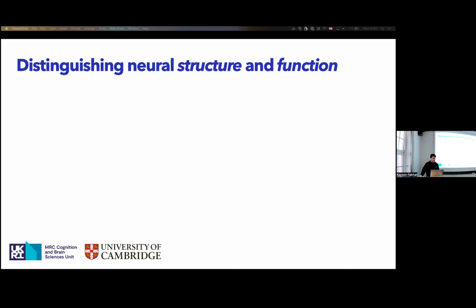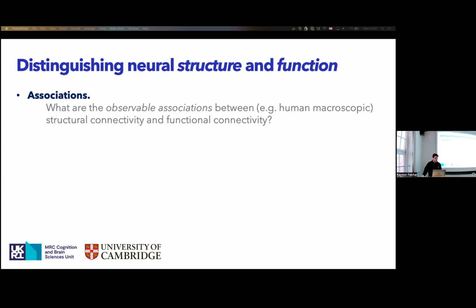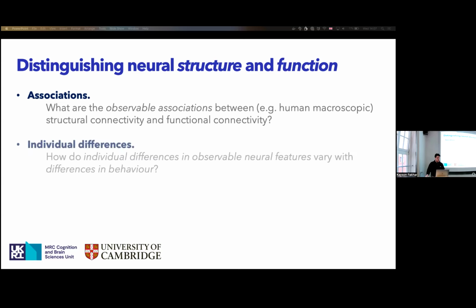So what have people done? I break them down in my mind into 3 ways, but actually there are quite a few more when I was writing this talk. You might ask what the associations between structure and function are. If I take the structural connectome and the functional connectome, how are they correlated? Or you take some observable associations between 2 features that you can observe experimentally, and that would be some sort of associative approach.